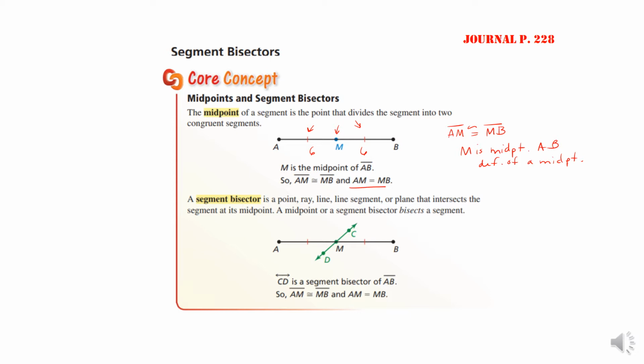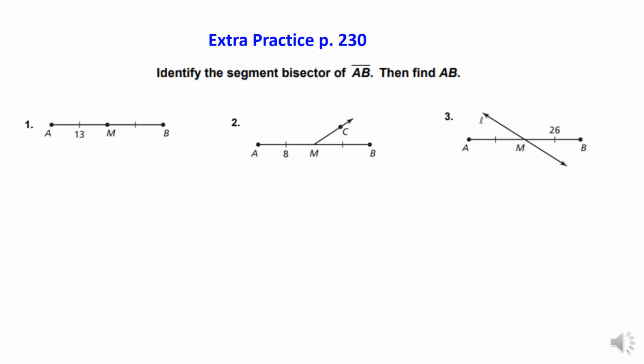A segment bisector is a point, a ray, a line, or a line segment or plane that intersects the segment at its midpoint. A midpoint or a segment bisector bisects a segment. So a bisector does the same thing as a midpoint. It gives you the midpoint and it cuts it into two congruent segments. And the same thing would apply to the definition of a bisector, is that it cuts it into two equal segments.